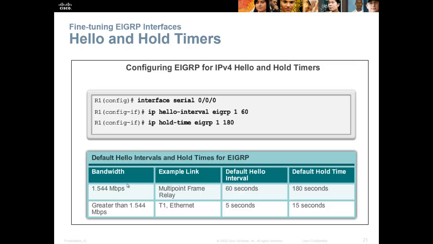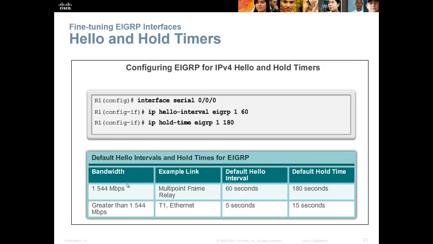But if that's not good enough for you, or you want to fine-tune that, you can actually change those timers. But you have to change it per interface. So I go to the interface and do IP hello-interval EIGRP 1 and the new time, 60. Now when you update the hello time, the hold time does not automatically adjust with that. So the hold time's not 3 times the hello time all the time. As soon as you change the hello time, you have to change the hold time.